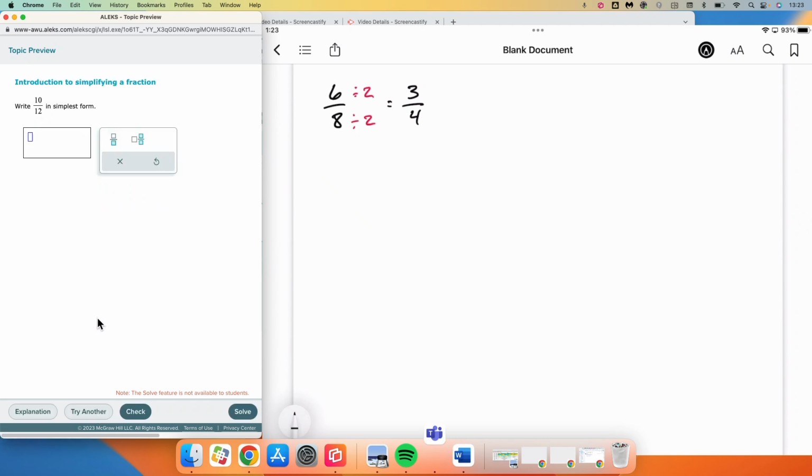So 10/12 is our next one. As with the first one, I noticed that they are both even. I could try to find a number larger than 2 that would go into both of them, but I know that there isn't one. So 10 divided by 2 is 5, 12 divided by 2 is 6. Again, we're just dividing the numerator and denominator by the same number to produce an equivalent fraction that is simplified.